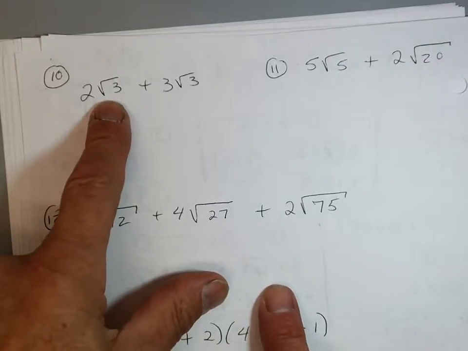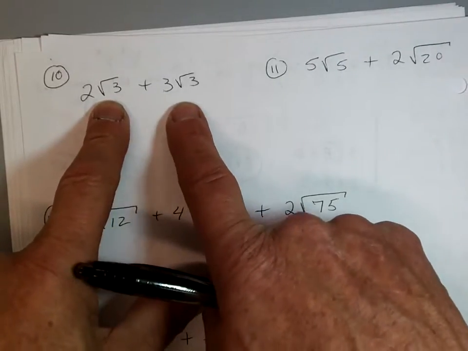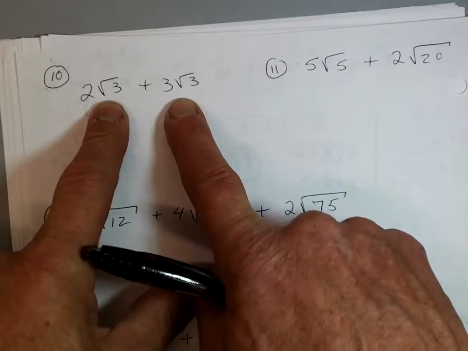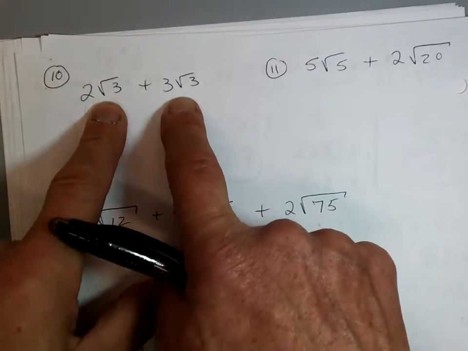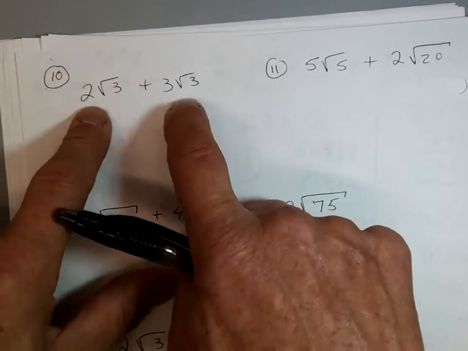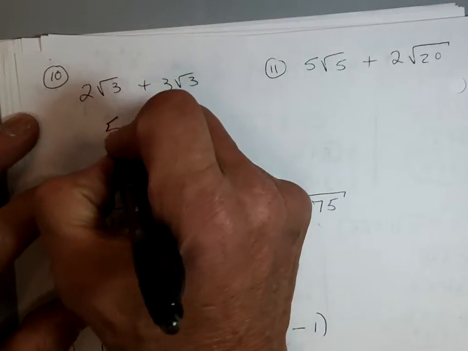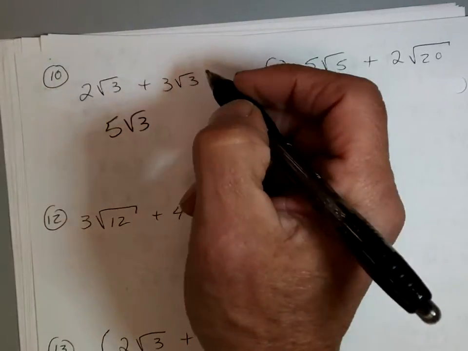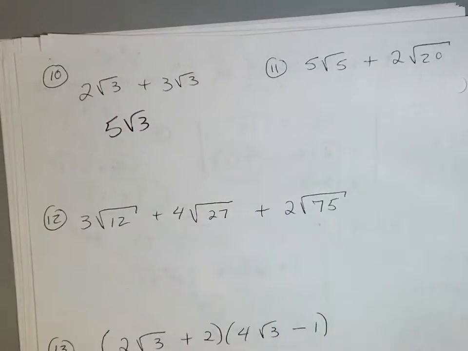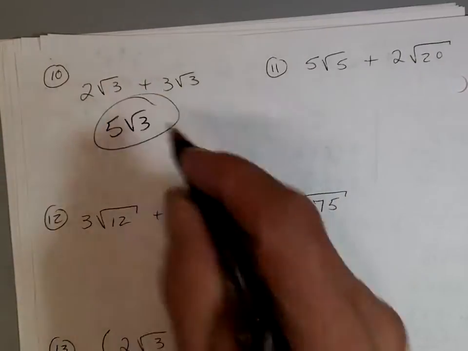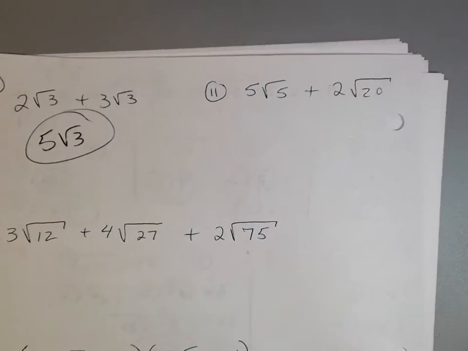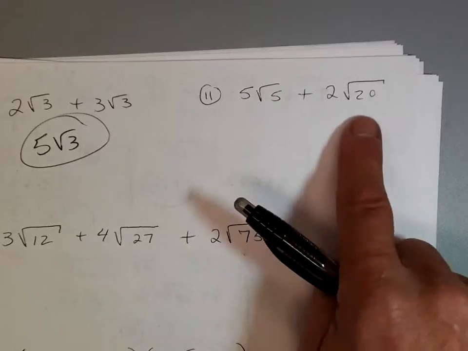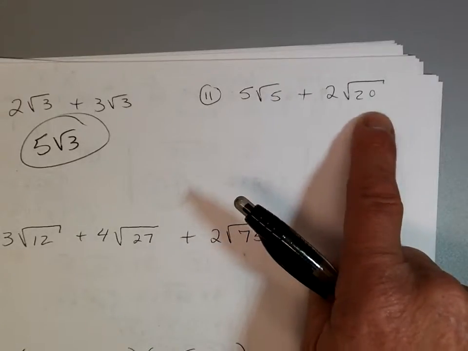This is 2 square roots of 3 and 3 square roots of 3, so our answer should be 5 square roots of 3. How many square roots of 3's do I have? 5 square roots of 3, not square roots of 6. No, there's no square roots of 6. Do you see any square roots of 6 up there? No. It's just how many square roots of 3's do you have? That's it.